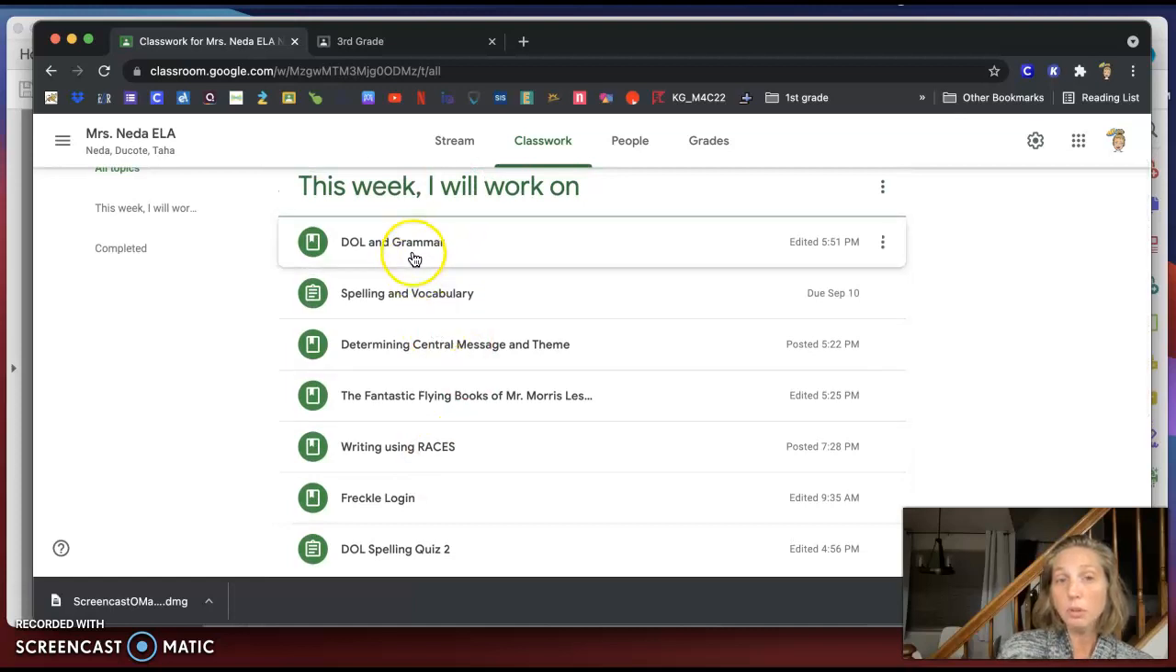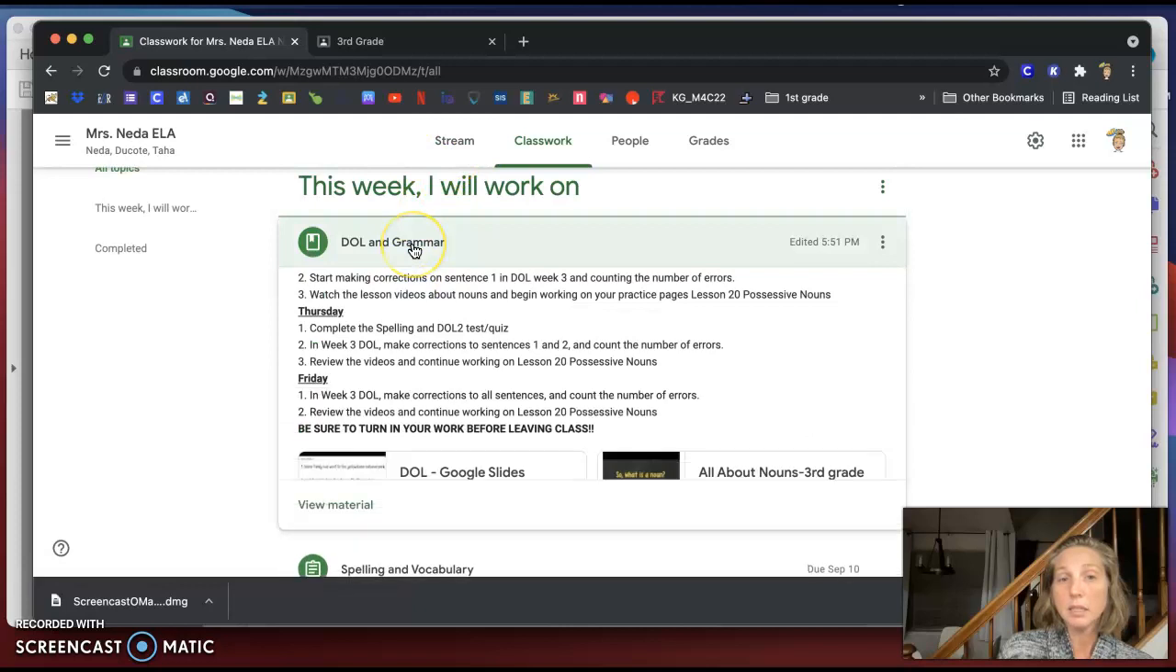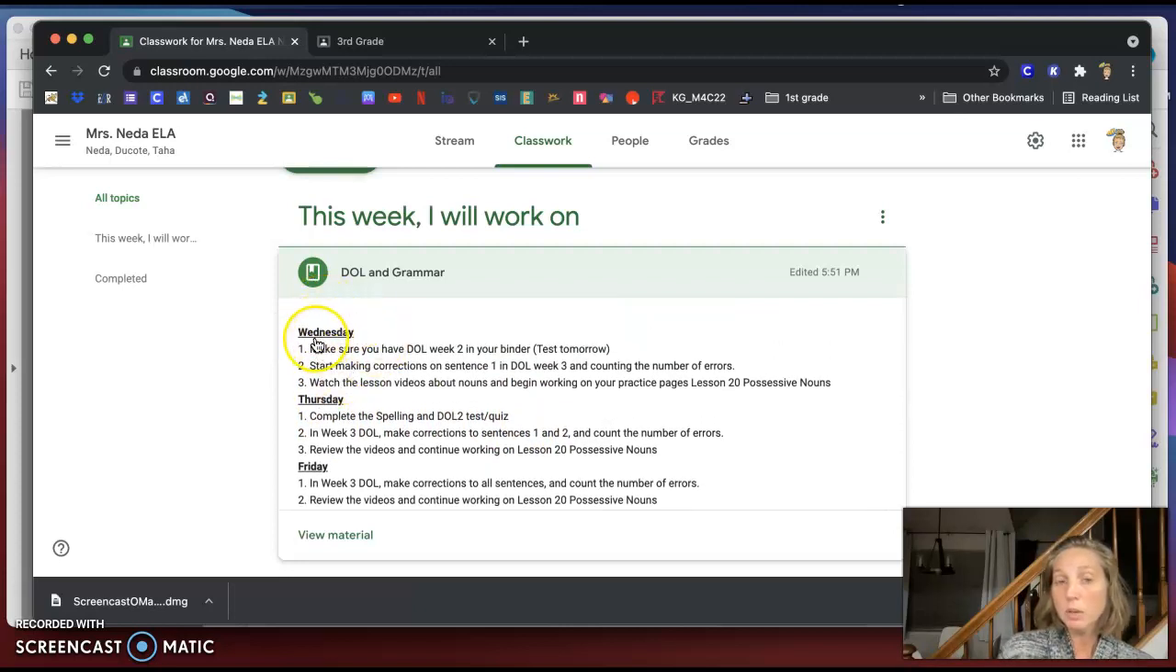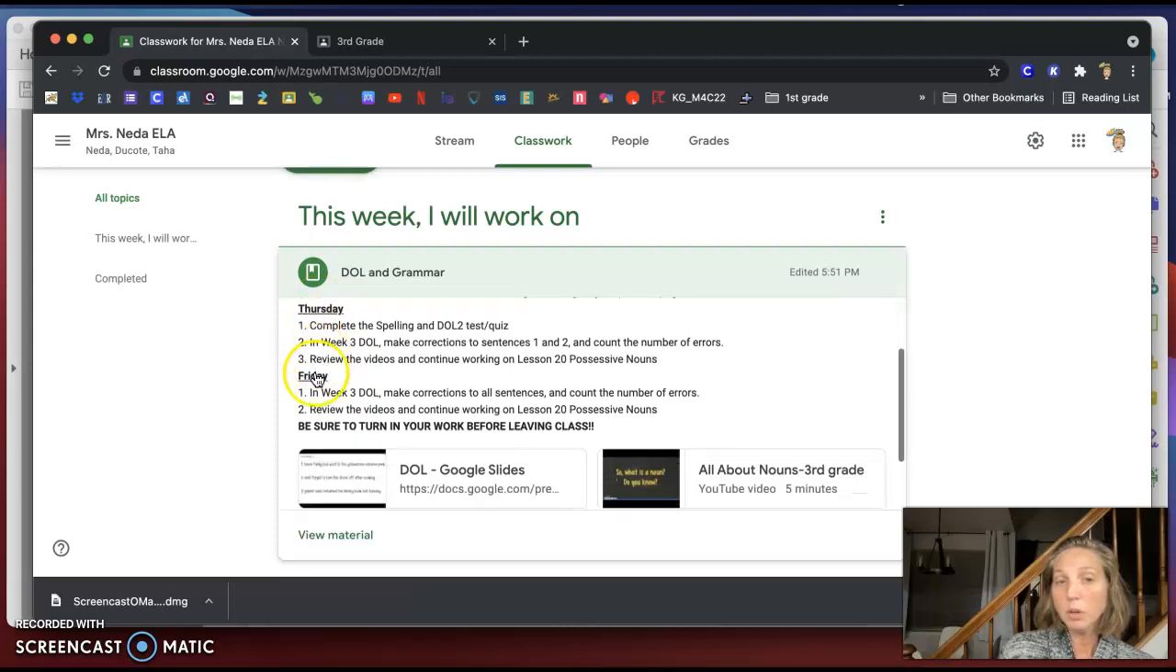But it tells you that you are going to take a test, complete the spelling and DOL test quiz. It tells you that for Thursday. Okay, so it gives you Wednesday's work, Thursday's work, and Friday's work for in class.